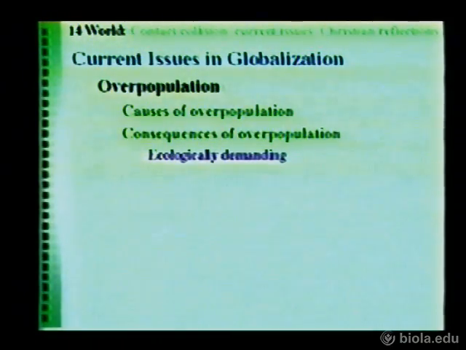Well, if that's the cause of overpopulation, what are the consequences? Well, the consequences, quite frankly, are that it becomes very, very ecologically demanding. We've got to have more firewood to heat homes for people. We have to have more supplies to build their homes. We have to have more food to feed them. We have to have more resources to support them. So it becomes a major drain on the ecology and upon the resources of the universe.